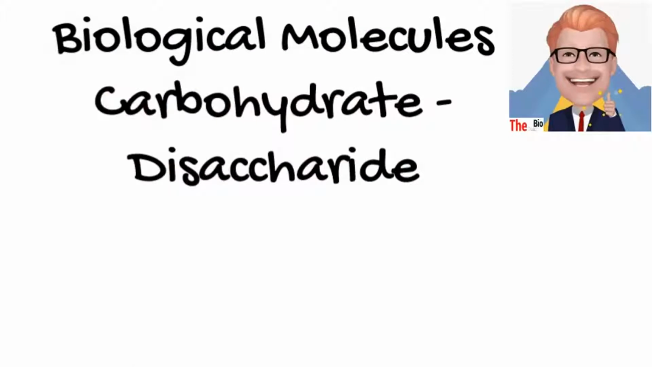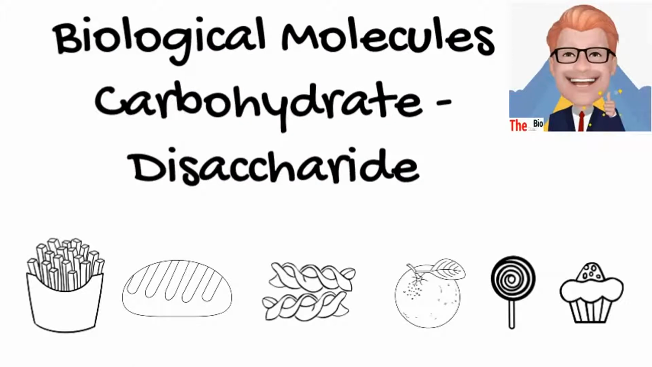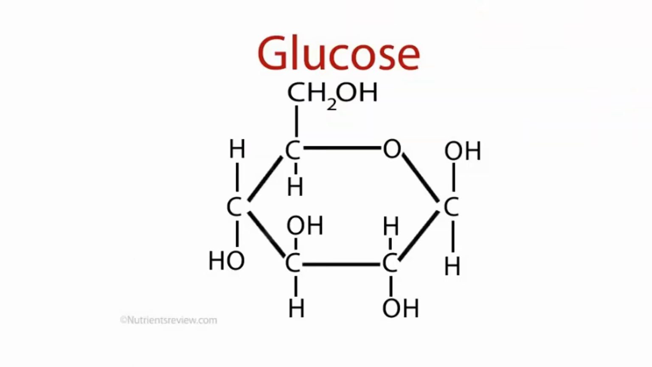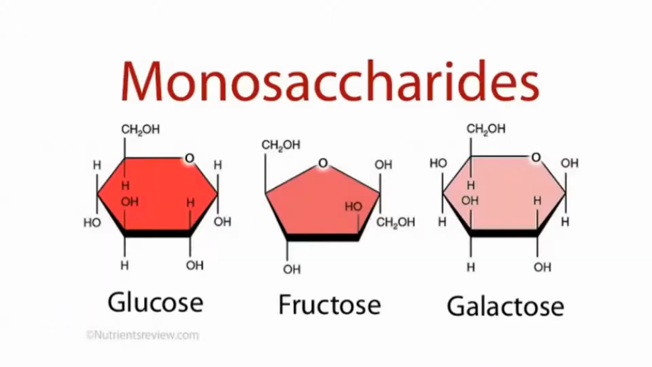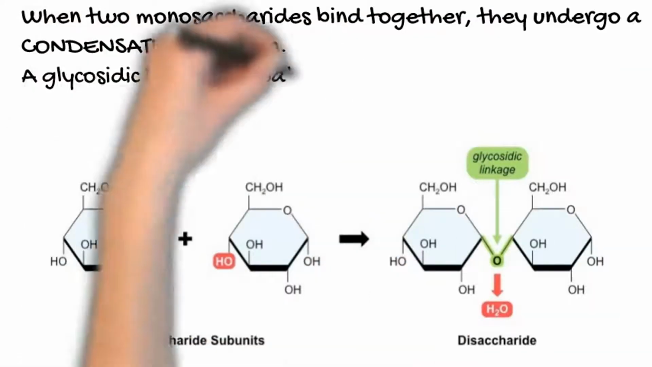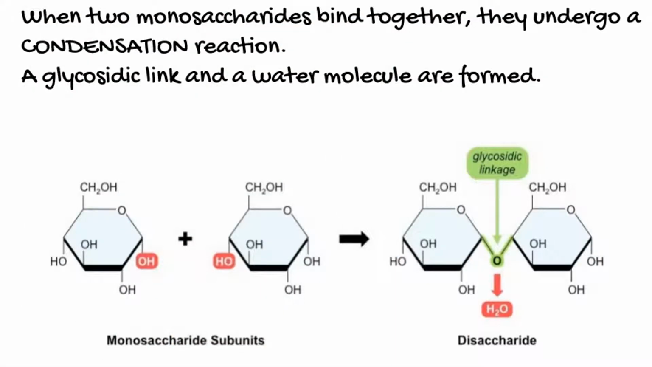In this video, we are looking at biological molecules, carbohydrate, disaccharide. From the previous video, we know about glucose. We know there are two forms of glucose, alpha and beta. Again, know the position of the hydroxyl groups. We also know that there are three monosaccharides, glucose, fructose, and galactose. Now, if these monosaccharides were to bind together, they would form a disaccharide. Condensation reaction would remove water, and we would have what is called a glycosidic link.